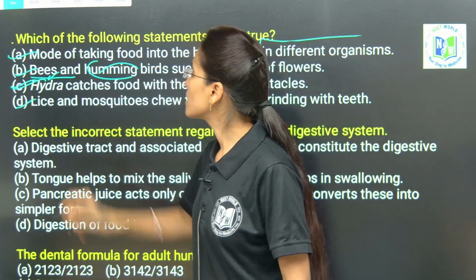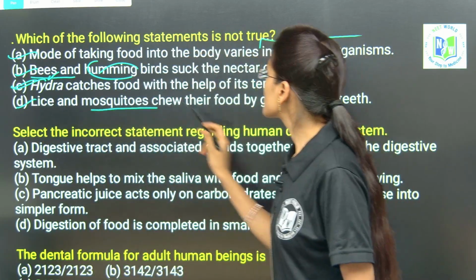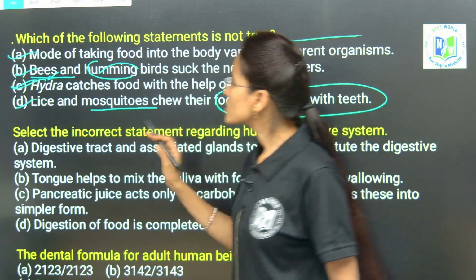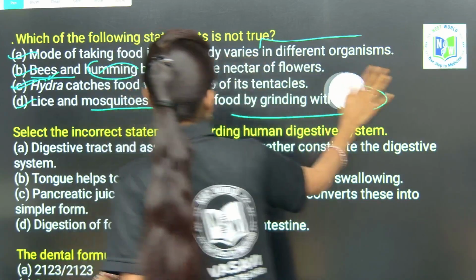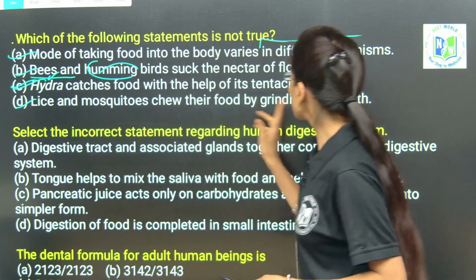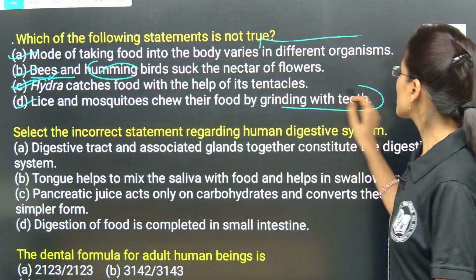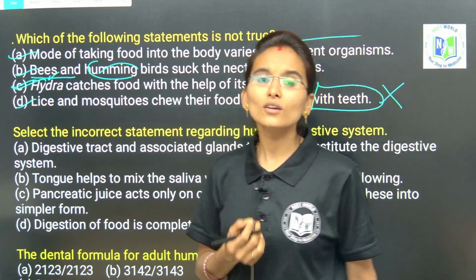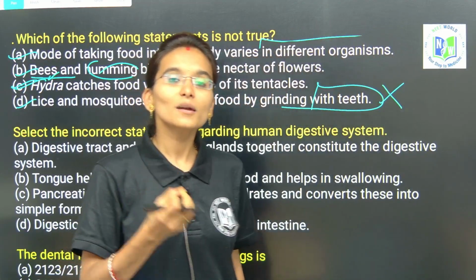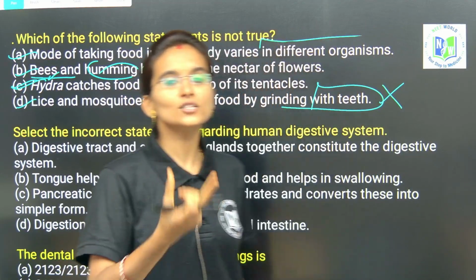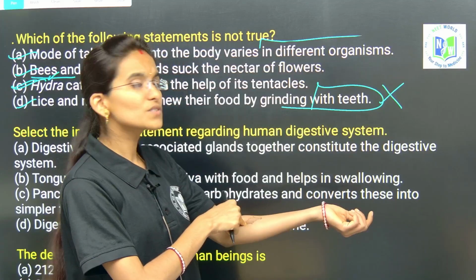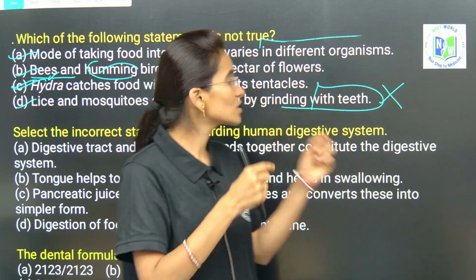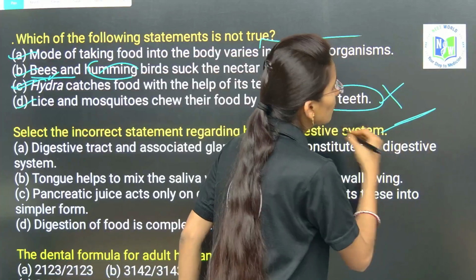Next, option D: lice and mosquitoes chew their food by grinding with teeth. Here you need to understand that mosquitoes do not chew their food by grinding with teeth. This is absolutely wrong, my dear students. Mosquitoes do not have chewing type of organs. They just have the pointed proboscis, which they use to inject and suck.